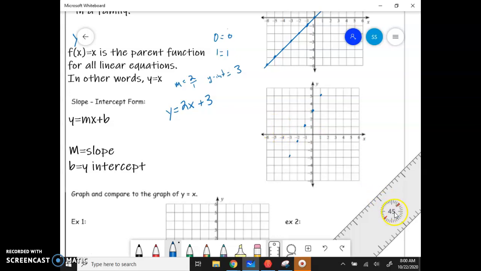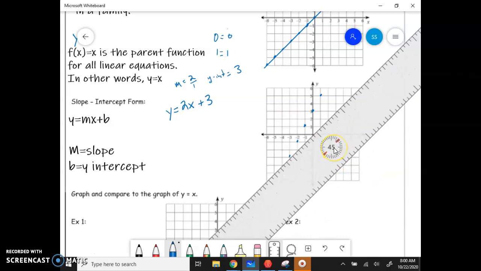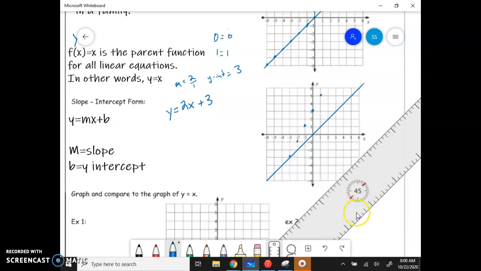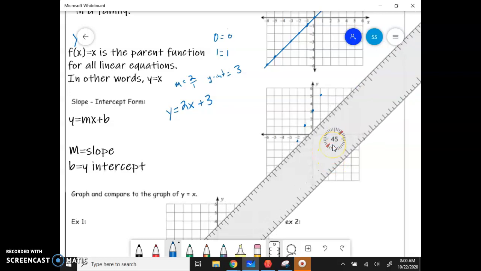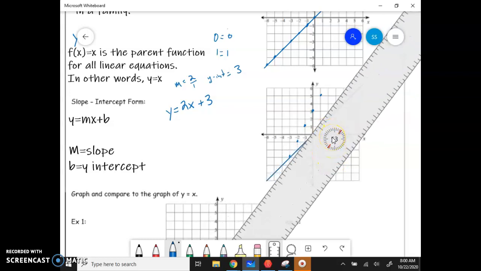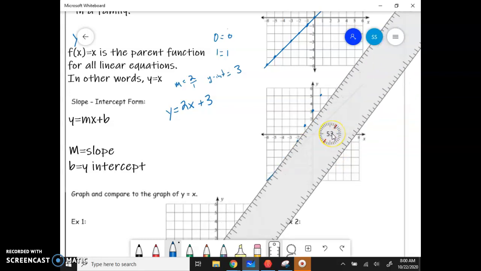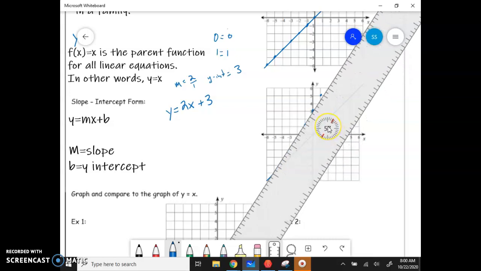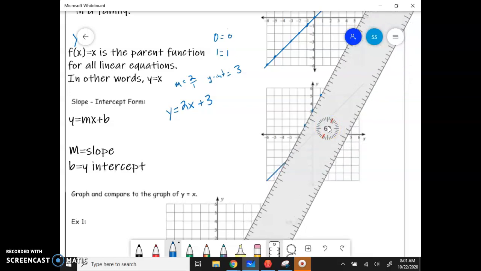Now that I have this out, I know this is pretty close to the parent function, so first of all, I'm going to graph out the parent function, because we're going to be comparing this line to the parent function. So this is the parent function, and now let's graph out y is equal to 2x plus 3. So I'm going to get it right on that line. That looks pretty close. It probably won't be perfect, but just bear with me.